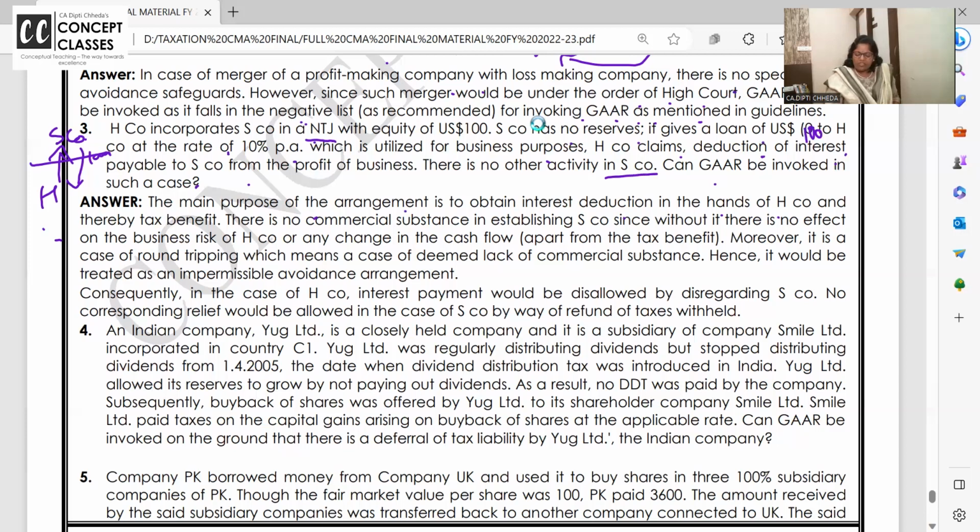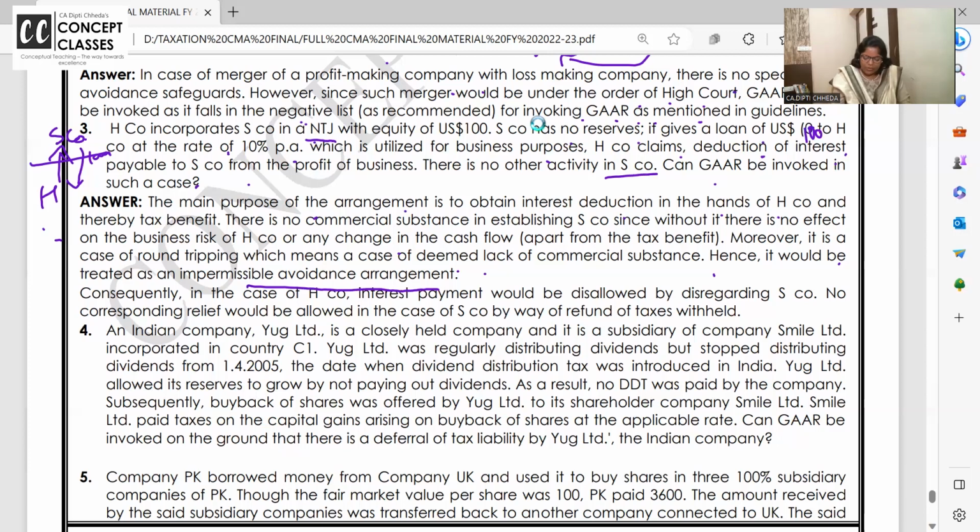So the main purpose of arrangement is to obtain interest deduction in the hands of the holding company. There is no commercial substance in establishing the subsidiary company, since without it there is no effect on the business risk of the holding company. Moreover, it is a case of round tripping. खुद का ही पैसा खुद के पास घूम के वापस आ जा रहा है. Round tripping, which means a case of deemed lack of commercial substance. Hence, it would be treated as impermissible avoidance arrangement.